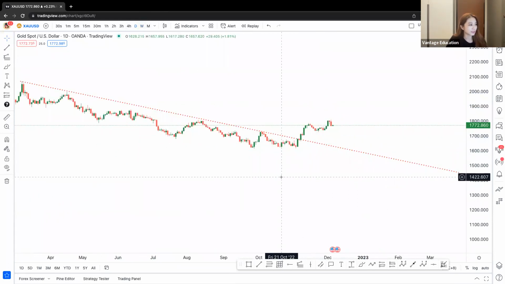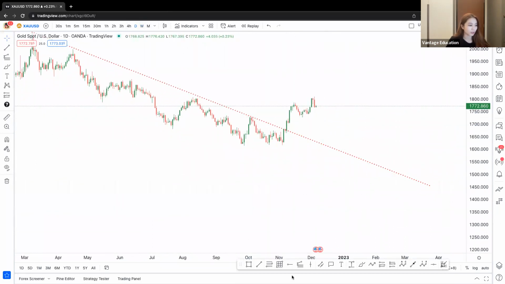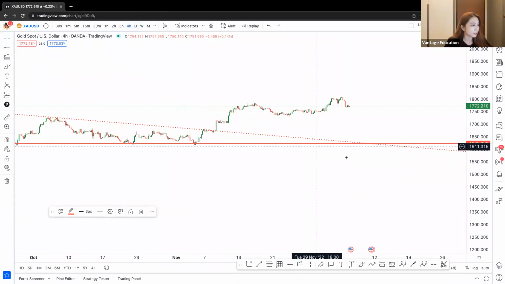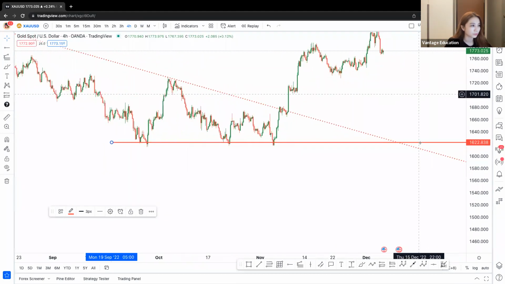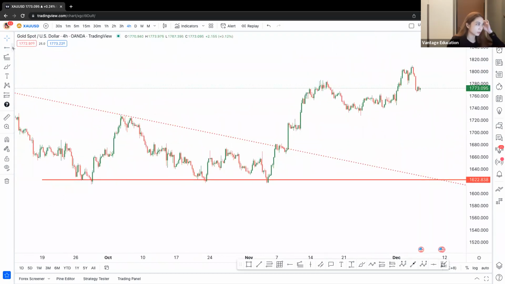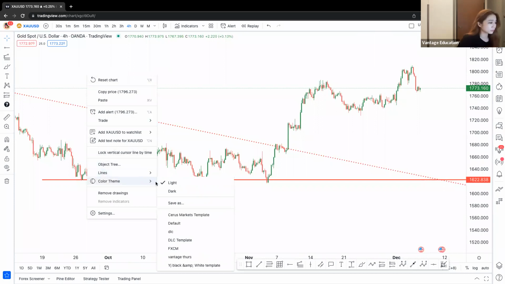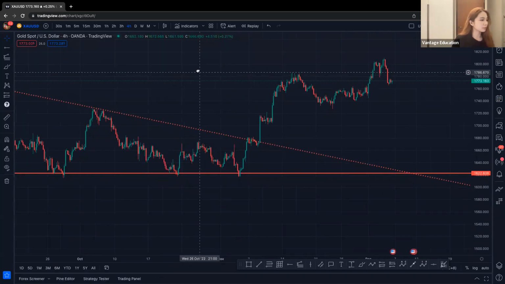Okay, let's look at daily. And then we have a support here, a very strong one at 1622.838. And then let's look at H4. Maybe we can use some Christmas vibes.